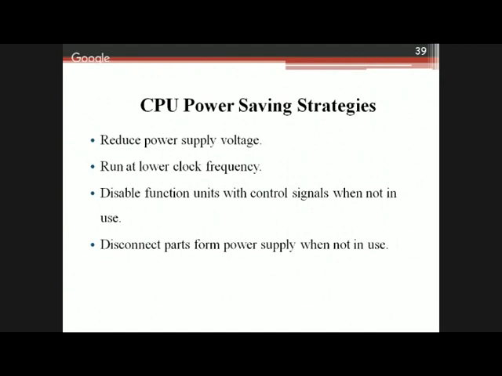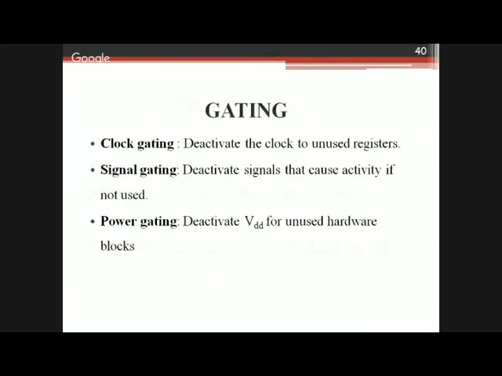And most importantly, these strategies are put into other forms. What are the other forms? Clock gating. Here we are deactivating the clock to unused registers. I mean, we are just disabling the clock signals corresponding to those registers which we are not using. This is one solution. Another solution is signal gating: deactivate signals that cause activity if not used. This is basically for address buses or data buses which are not in use. You can just disable them by using signal gating.